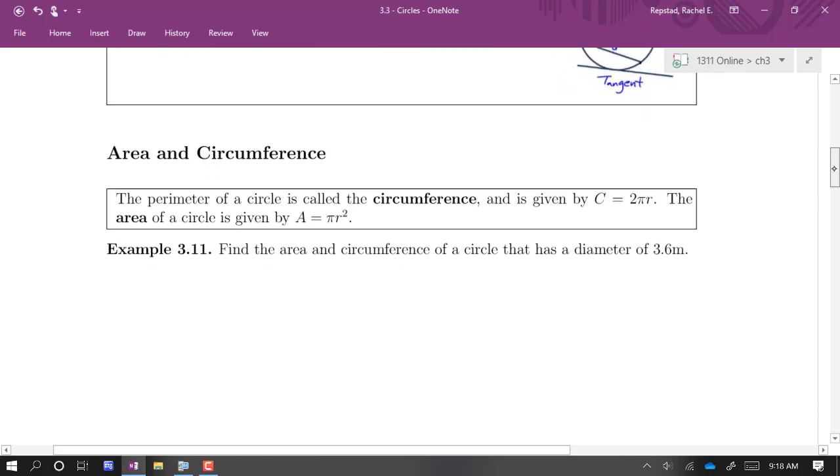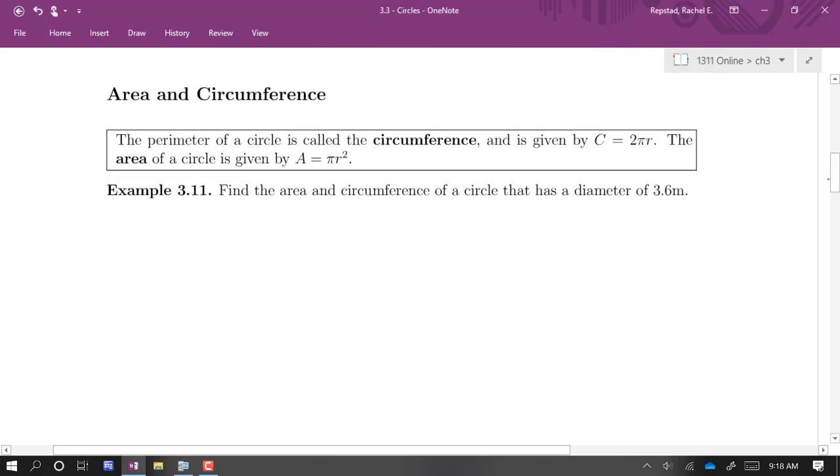We have some formulas that we can use to find the area and the circumference. The circumference is just the distance all the way around the circle. The circumference is given by 2 pi r, and the area of the circle is given by pi r squared. So here's a quick example to start us off. Let's find the area and circumference of a circle that has a diameter of 3.6 meters.